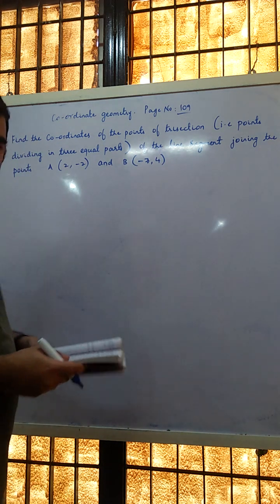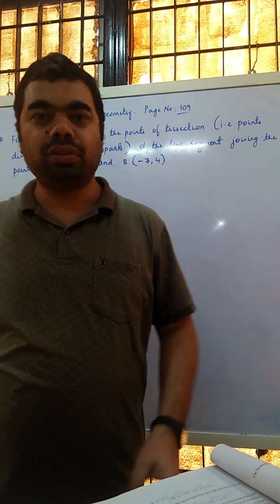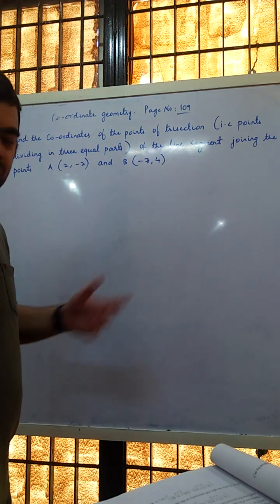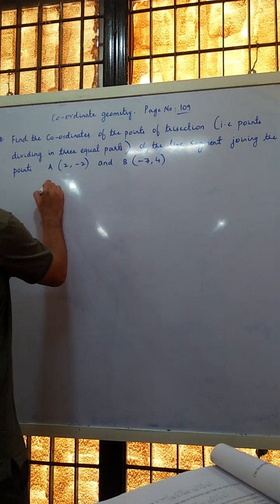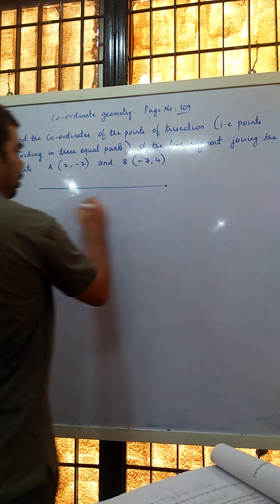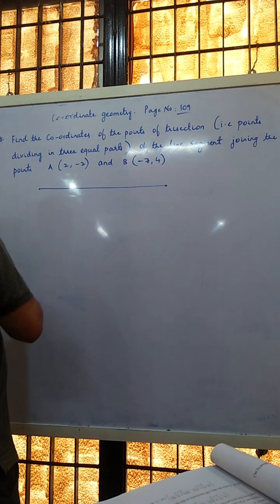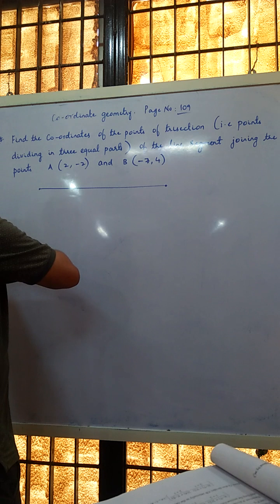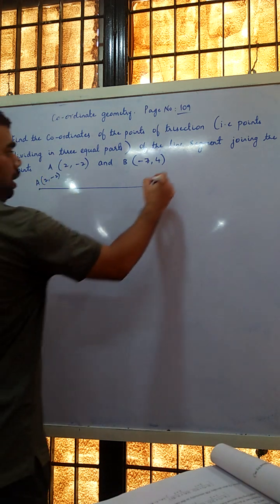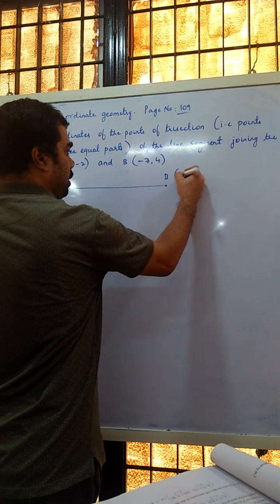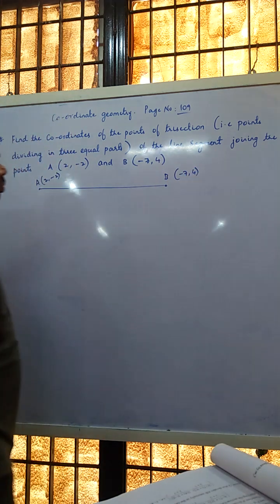Well, very easy question, not so complicated. This is based on the section formula. Find the coordinates of the points of trisection, that is points dividing in 3 equal parts the line segment joining the points A and B. So I just write a rough sketch of this. This is point A (2, -2) and this is point B. I am considering (-7, 4).